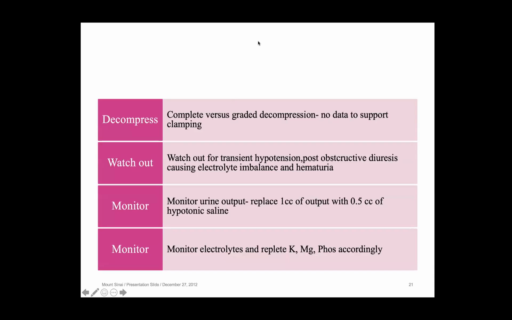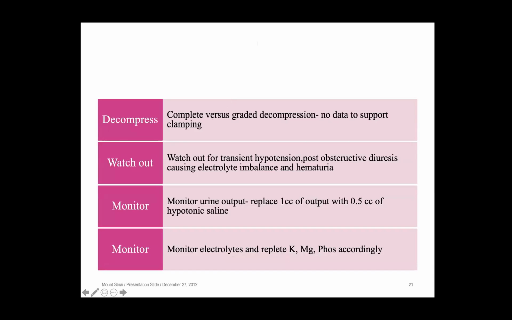So when you put in a Foley, if someone's obstructed and you decompress, the old school teaching was to do a graded decompression. We were taught to kind of do it very slowly. You drain a liter, clamp, drain. But now there's no real data to support clamping. The one thing you have to watch out for is transient hypotension. And with post-obstructive diuresis, you often lose electrolytes.